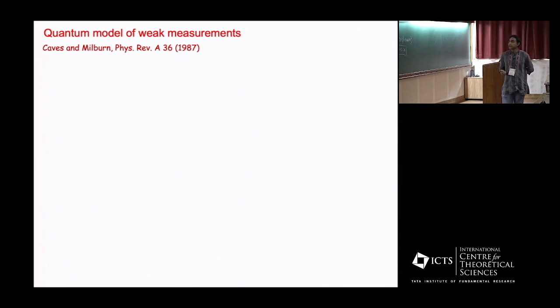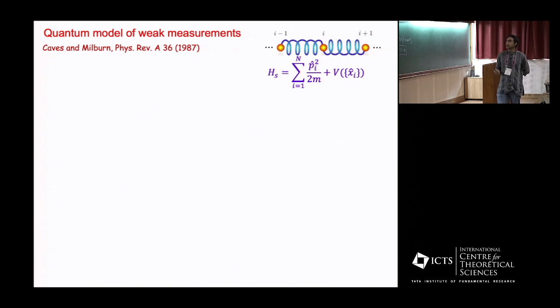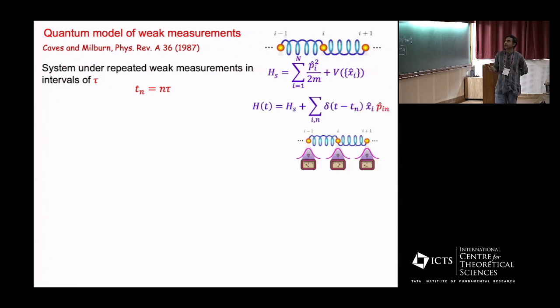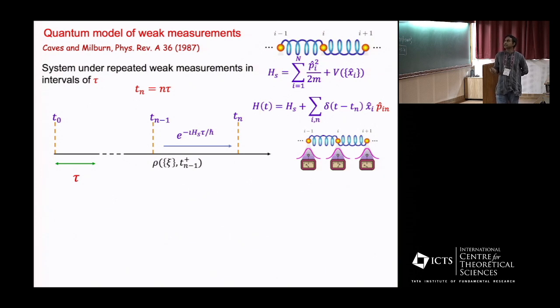Let me briefly discuss the quantum model of weak measurements. You start by imagining a system described by some Hamiltonian, some oscillators. It can have anharmonic terms, so some general potential. Now you do weak measurements on this system at discrete times, at intervals of time tau. At these times you couple the oscillators to some ancillas, or meters, and then you measure projectively the meters, not the oscillators. This is the protocol. So you have measurements at discrete times, and between two measurements the system evolves with this Hamiltonian.